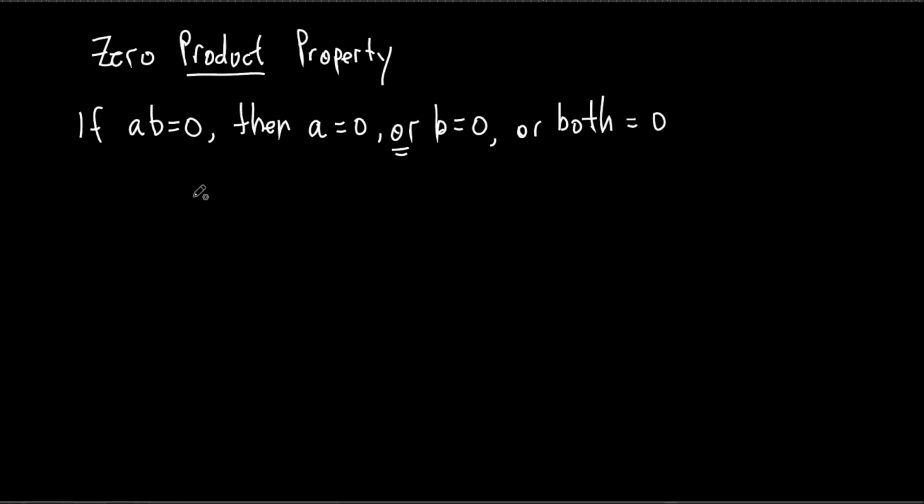So what does that mean? Let's put some numbers in here. So what if I said 3x equals 0? If I asked you to solve for this, okay, this is pretty simple. So how do I solve for this?